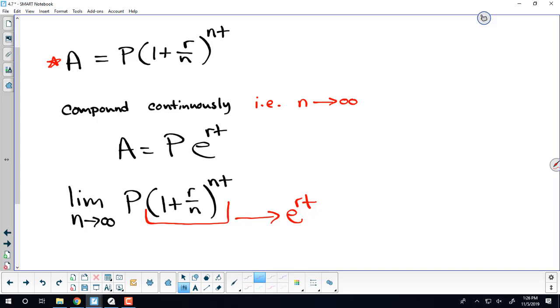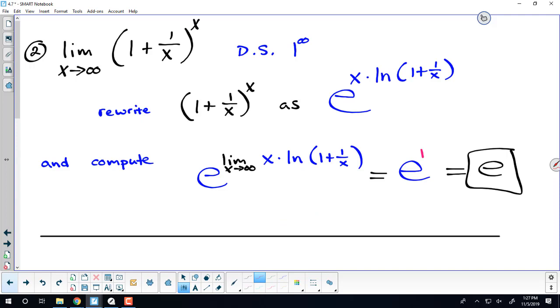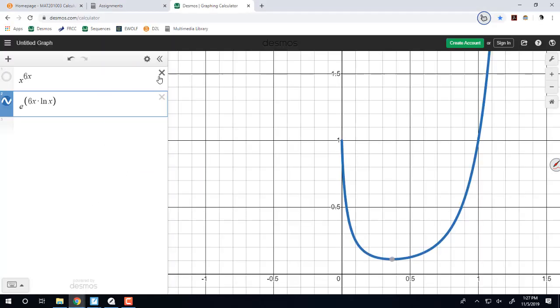So anyhow, do y'all have any questions at this point? What did we say the final answer was? It was e. Yeah. Which again, since we're computing a limit at infinity, when we graph this function here, (1 plus 1 over x) to the x, it'll have a horizontal asymptote at y equals e.